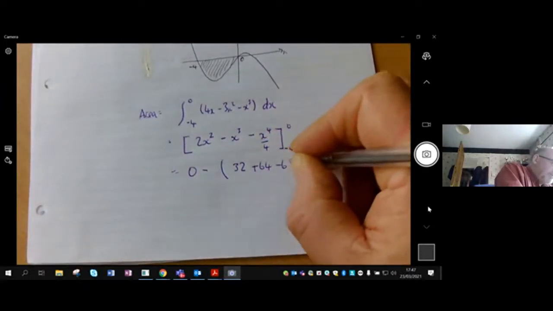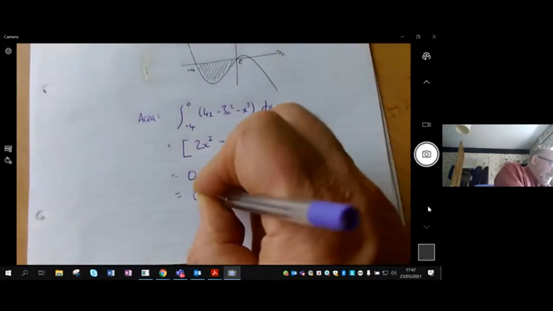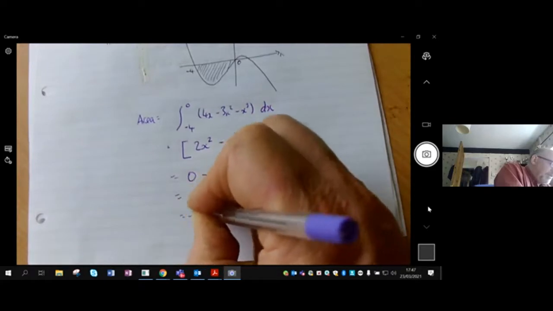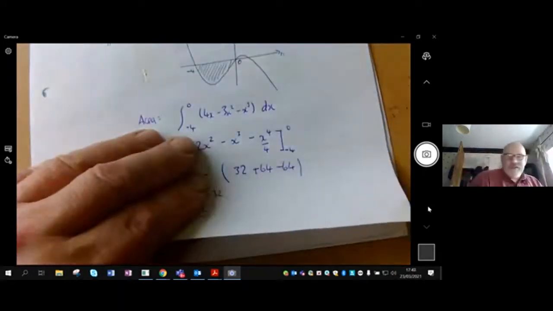Minus 64. And be careful with the signs, but it's 0 minus 32, which is minus 32. Okay. And if you get one like that, you should be very, very happy.